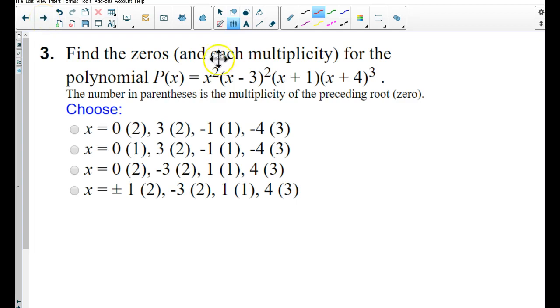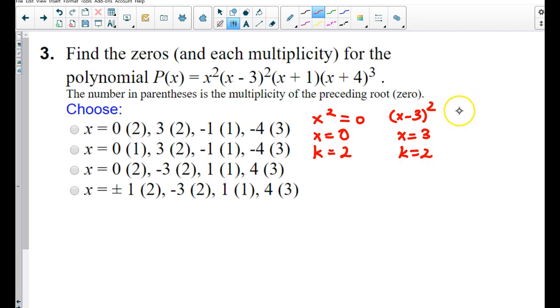The third question. Find the zeros for the following polynomial. So x squared, we have a 0 at 0, and that has a multiplicity of 2. Now let's take the second factor. We have a 0 at 3 with a multiplicity of 2.